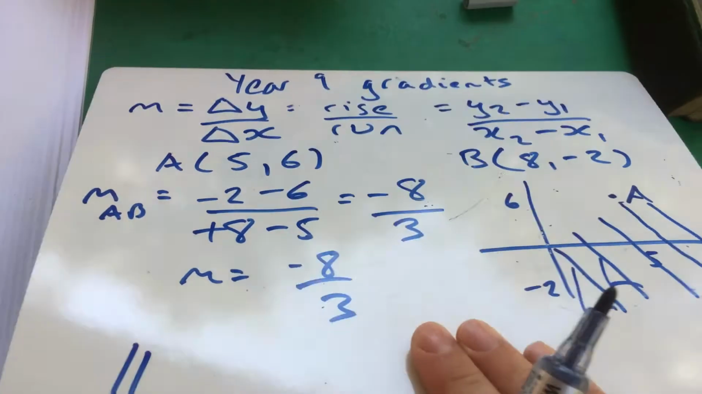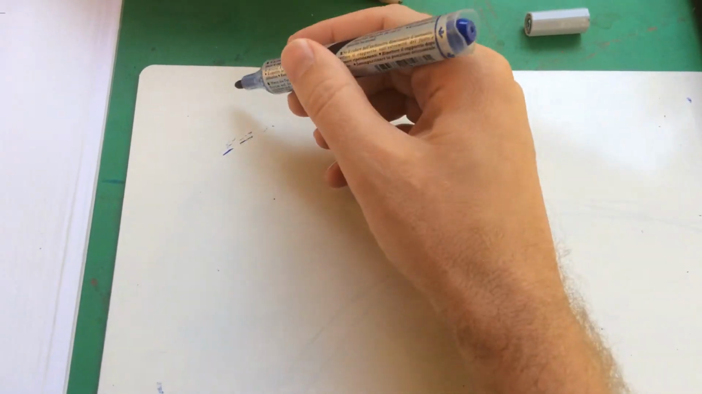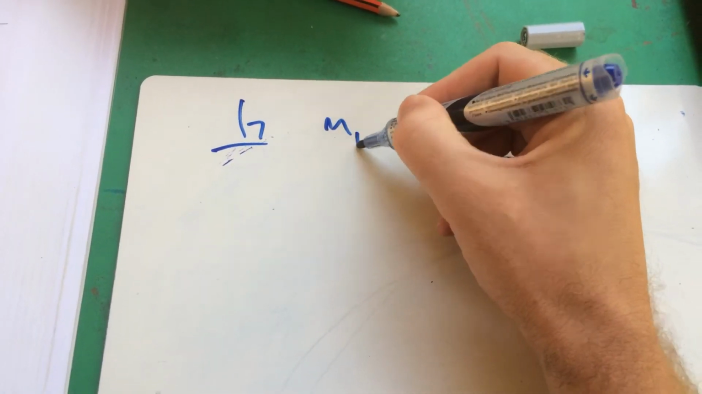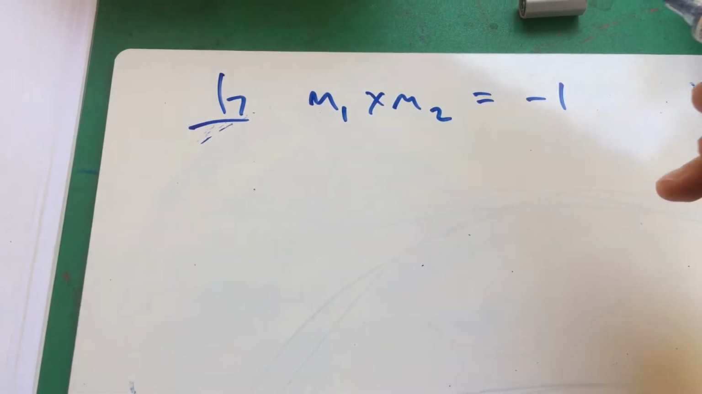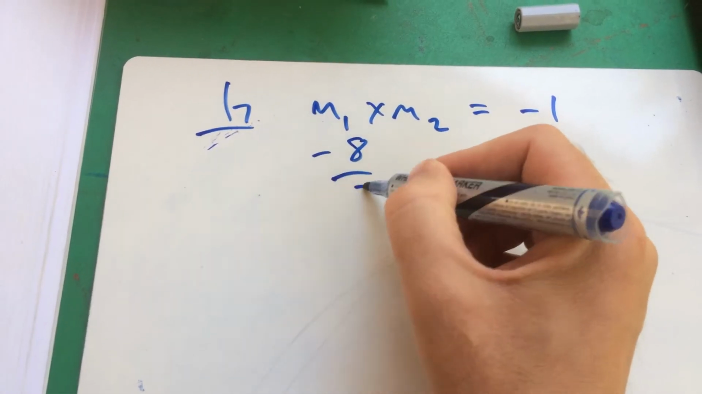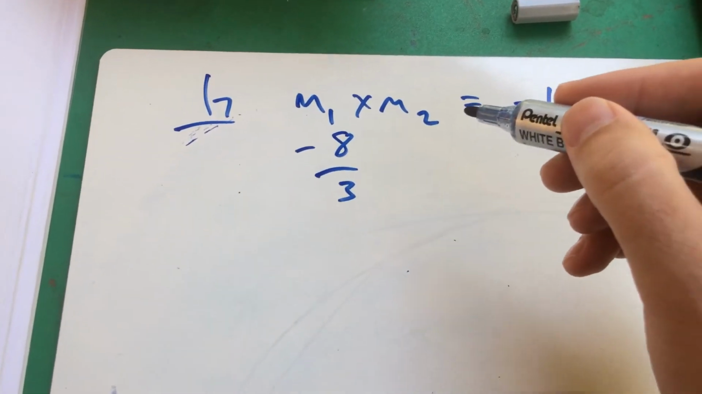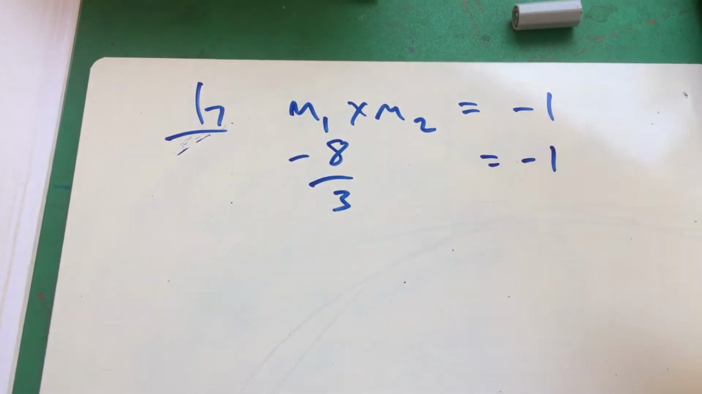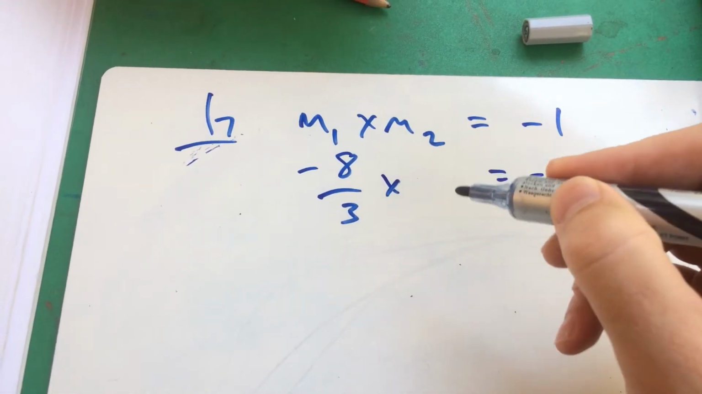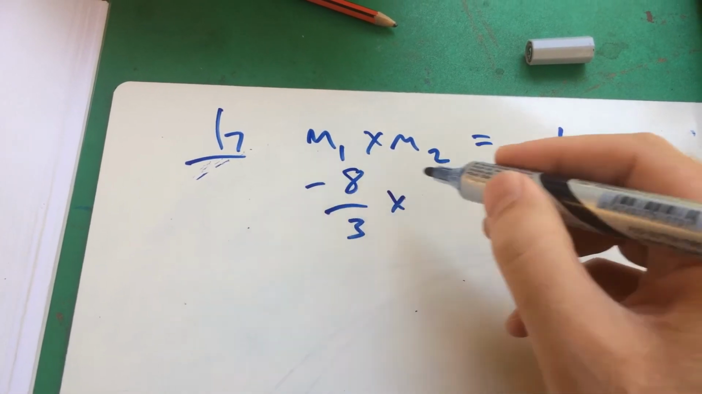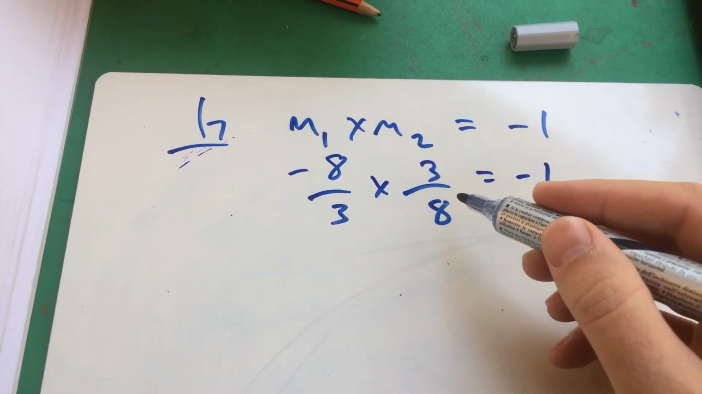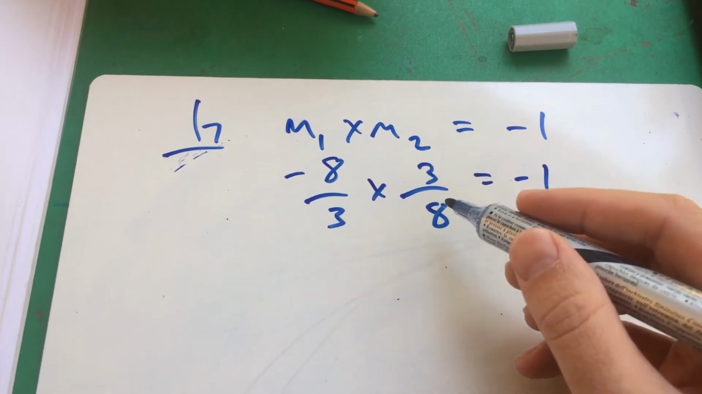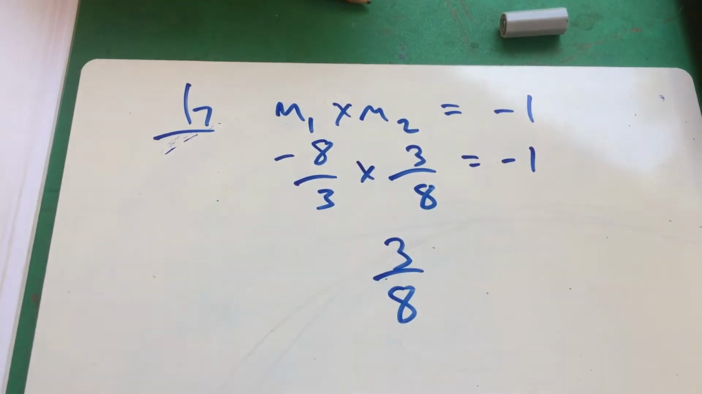Okay, another thing we might look at is perpendicular lines. And we need to realize then that for two perpendicular lines, the product of their gradients is minus 1. So let's keep that minus 8 over 3. And what product would give us minus 1? It will be the negative reciprocal. So change the sign and flip it over. So all perpendicular lines to minus 8 over 3 will have a gradient of 3 over 8.